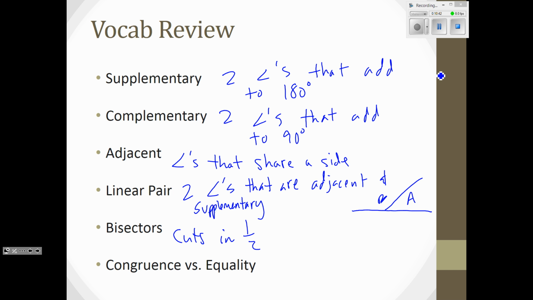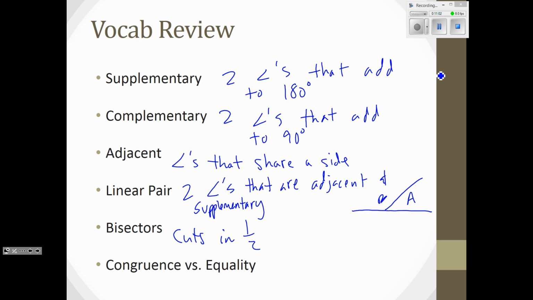Okay? So we could say angle bisector, in which case it would be something that cuts the angle in half. We could say segment bisector, in which case it's something that cuts a line in half. Okay? Something like that, right? But it's something that cuts another thing in half. Okay? Now, what is the difference between congruence and equality?